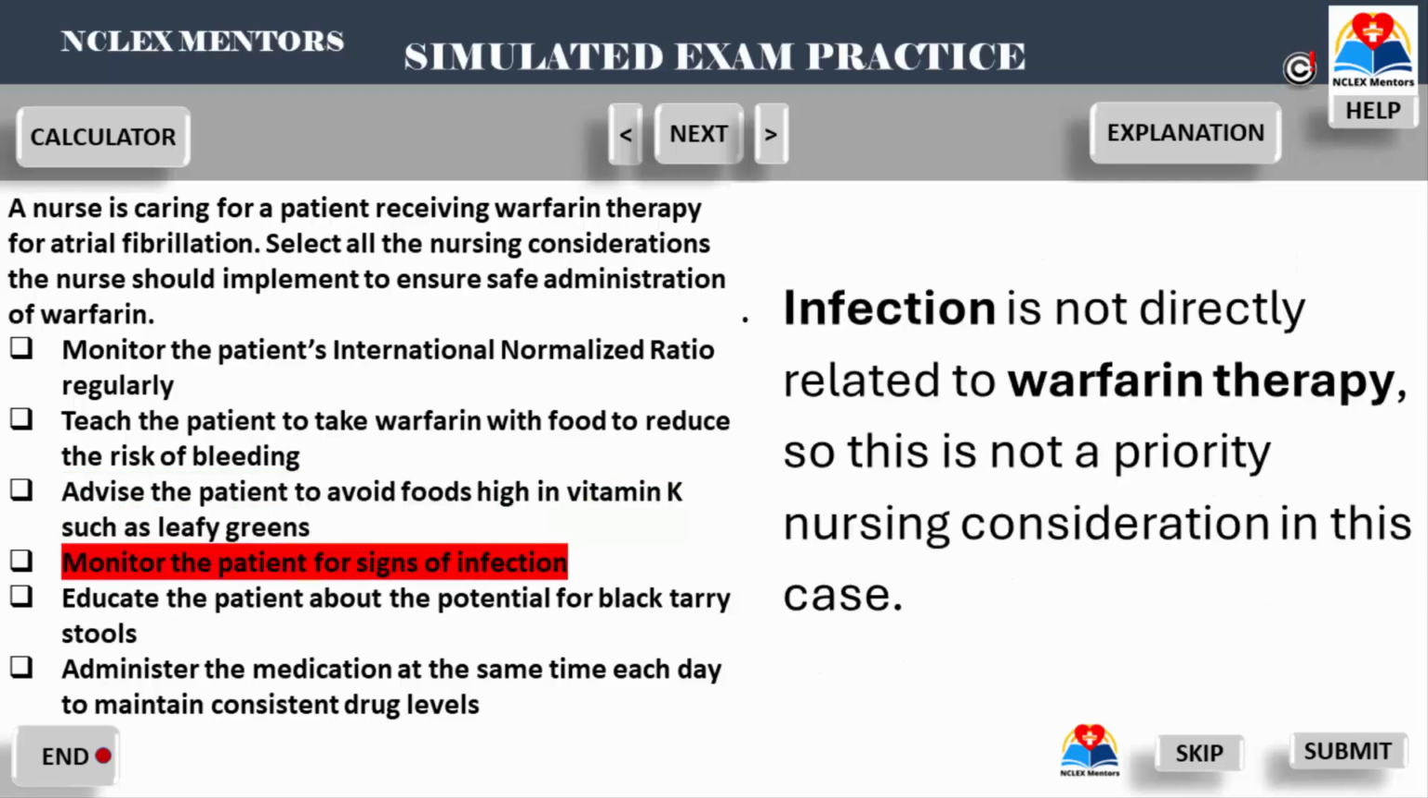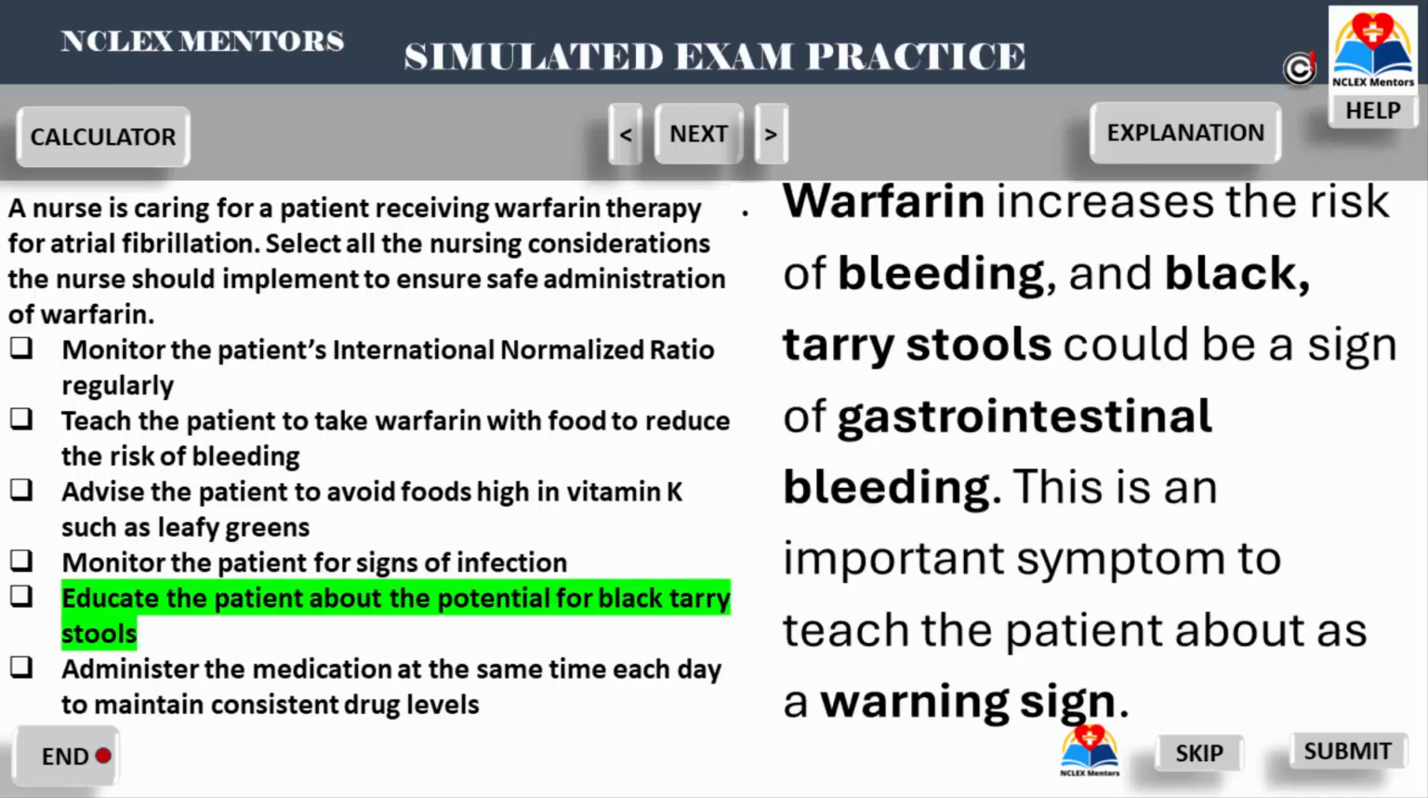Monitor the patient for signs of infection. This is not directly related to warfarin therapy. While infection monitoring is always important in general, it's not a priority here. Cross it out. Educate the patient about the potential for black, slight tarry stools.